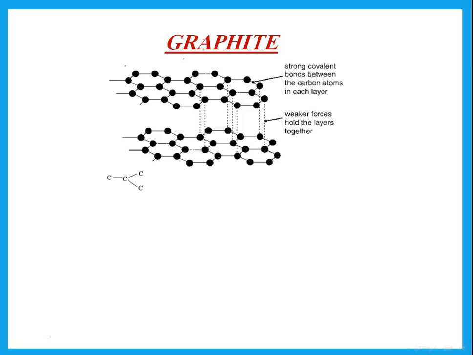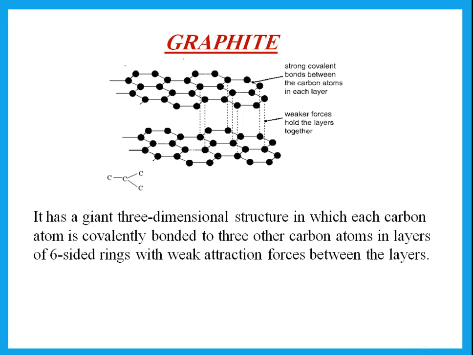Graphite, we said, is also made of carbon, but in this case, the carbon atoms are arranged in a different way. First of all, they're arranged in layers of 6-sided rings. And these layers of 6-sided rings have weak attraction forces between them.